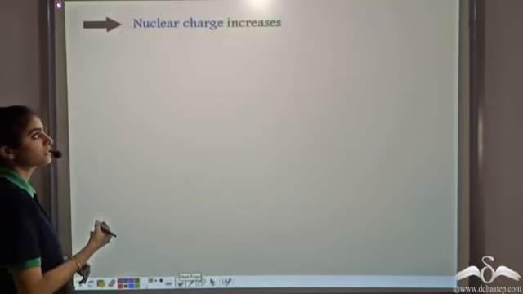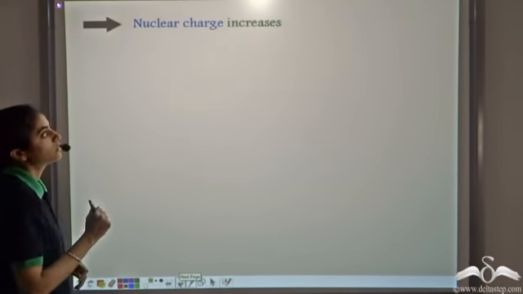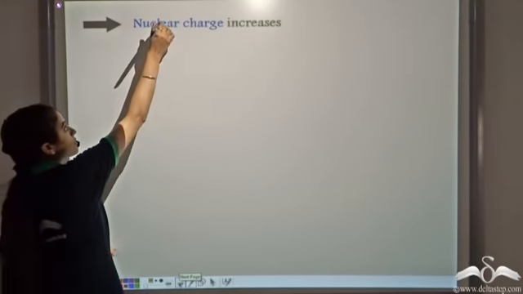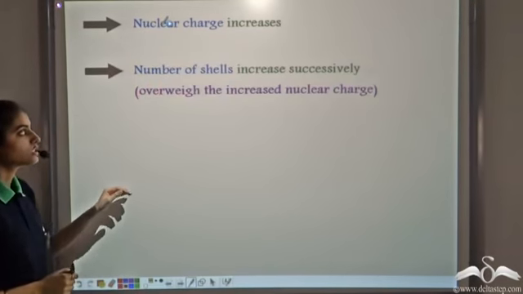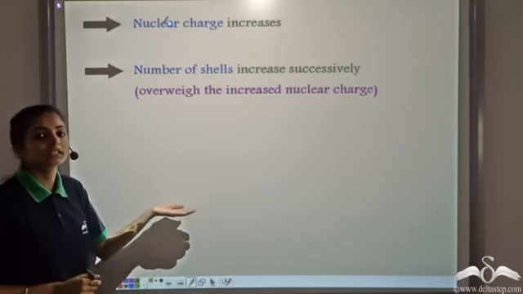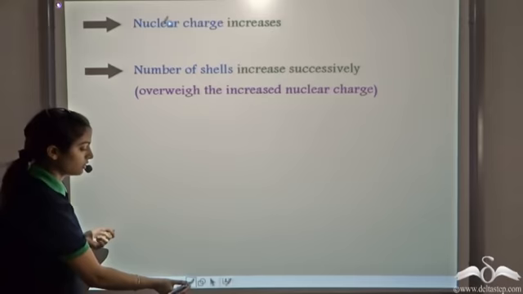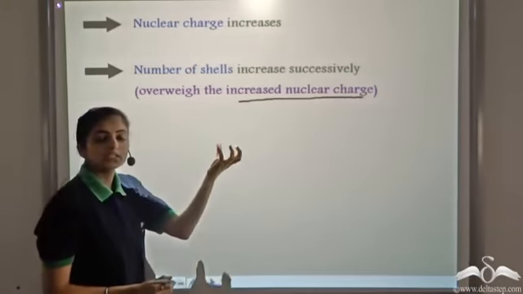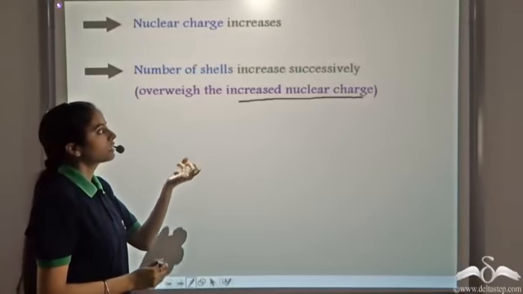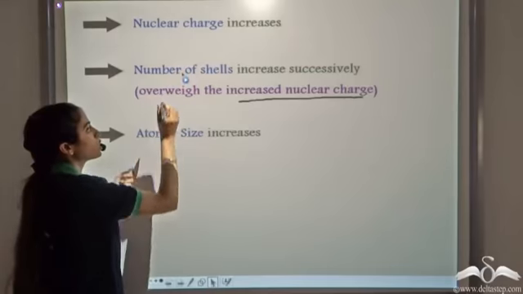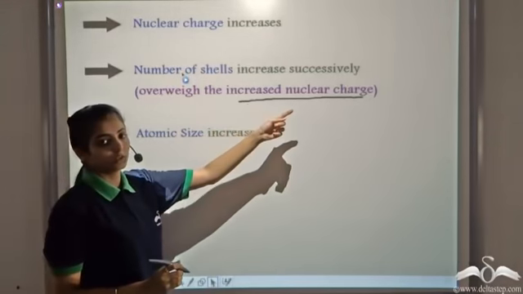So let's revisit what happens in a group. When we move from top to bottom, the nuclear charge increases. Also, in a group, as we move from top to bottom, the number of shells increases successively. The effect of the increased nuclear charge is that it tends to pull the electrons close, but the increased number of shells overweighs the effect of increased nuclear charge.